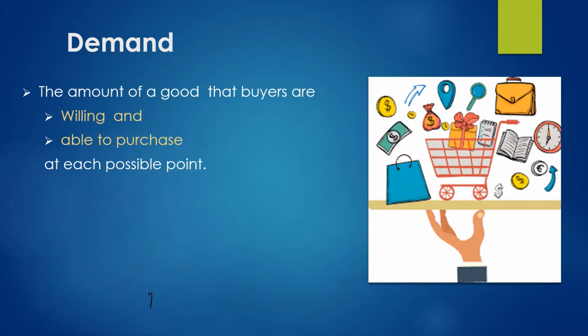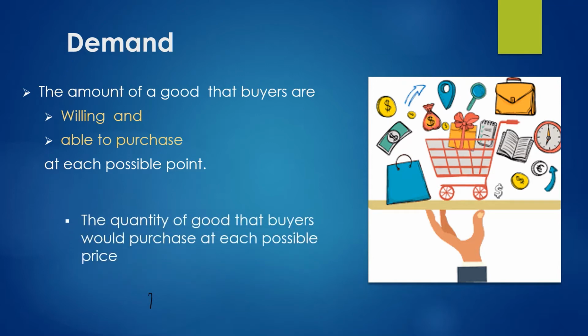There is another definition which sometimes we consider to define demand: it is the quantity of a good that buyers would purchase at each possible price. It is more or less the same. But here we are just connecting the quantity of a good with the prices of the good. So demand for a good can be defined as the relation between the quantity demanded and the respective prices.